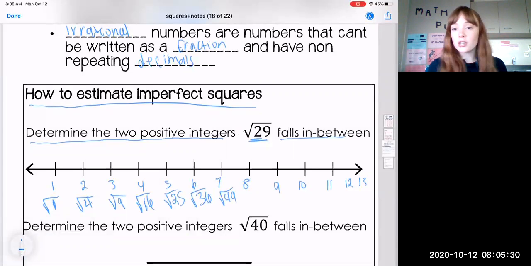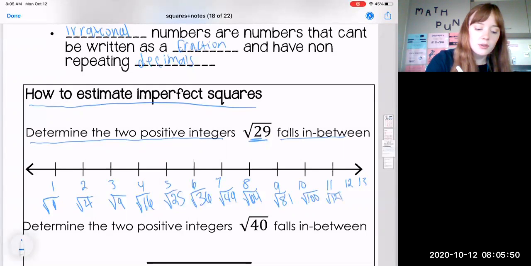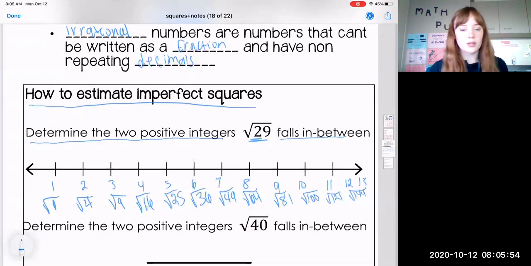It's just kind of helpful to plot this number line at the top of your paper when you're estimating, because you'll see why in just a second what we can do with this information. 8 is the square root of 64. 9 is the square root of 81. 10 is the square root of 100. 11 is the square root of 121. And 12 is the square root of 144. Yes, you draw the number line so you can get used to seeing what this is and what we're doing when we're estimating.